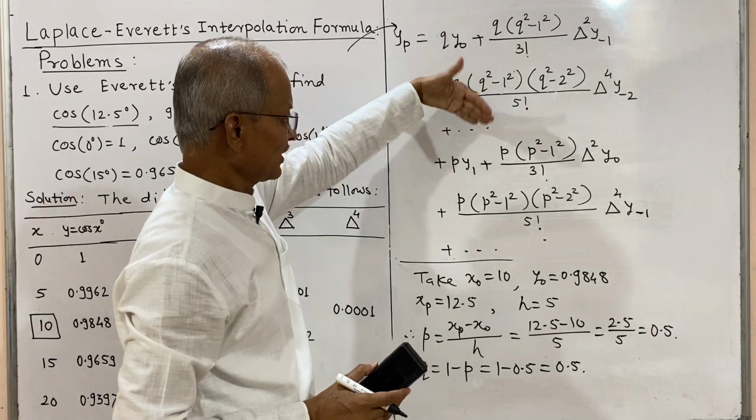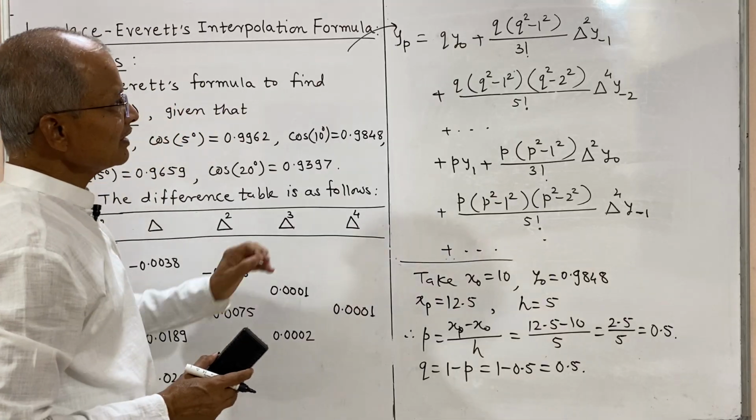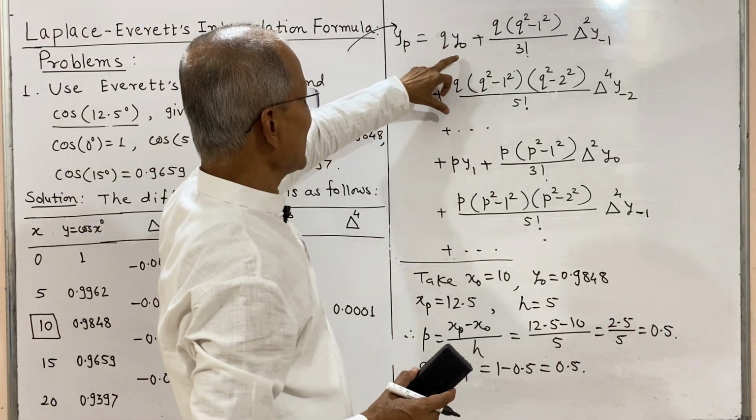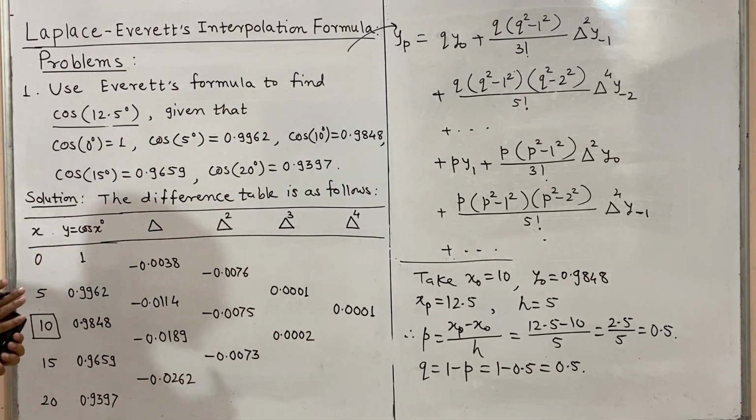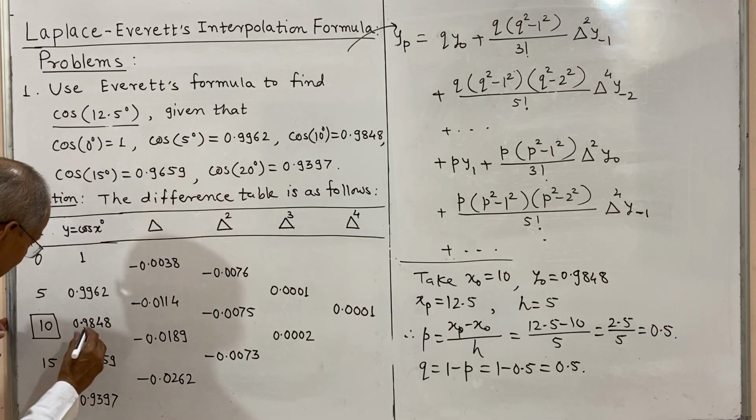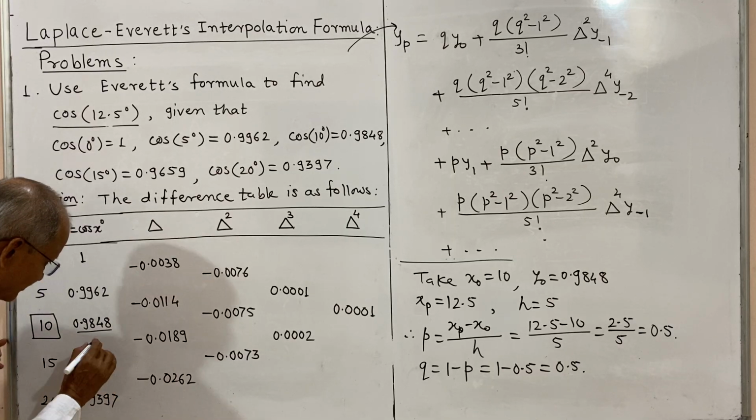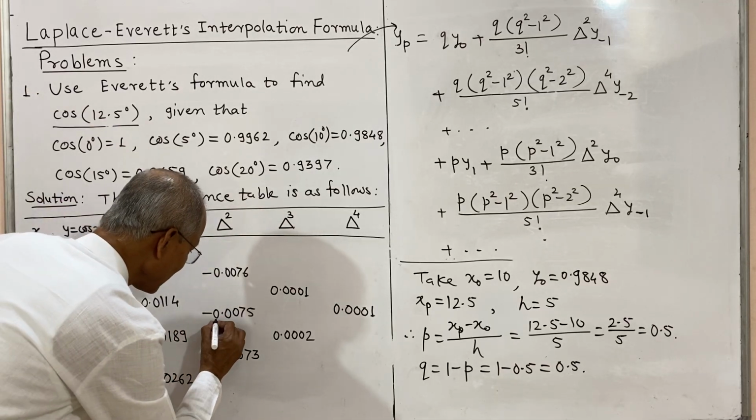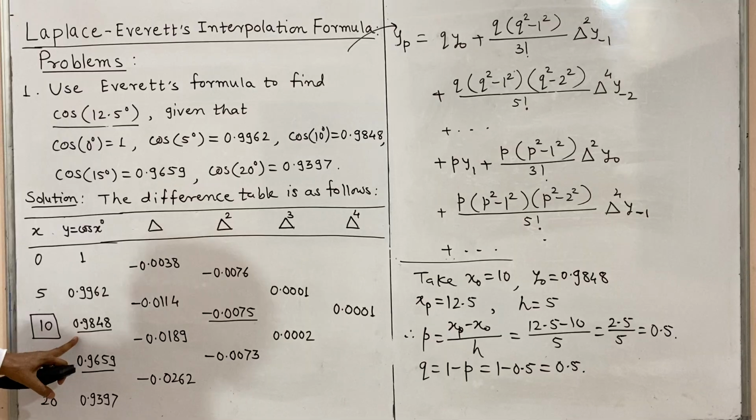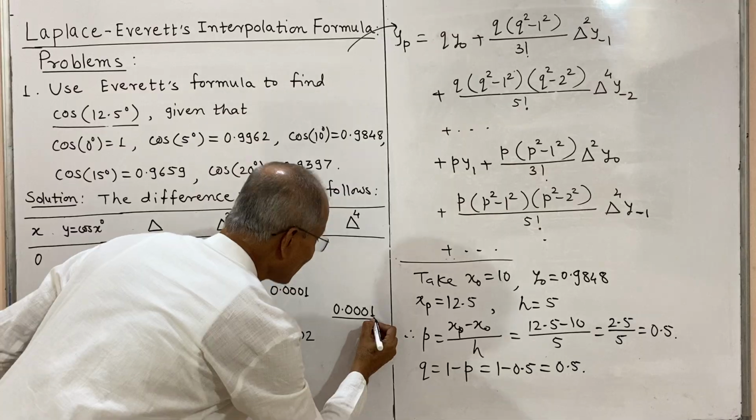of q can be obtained accordingly, and the value of p is again 0.5. And what are the remaining differences or values of y naught, y1? As we have seen earlier, the differences required are of even order. This is the value of y naught, and this is the value of y1, and in the same line the differences will be taken. This is delta square y minus 1, and this is delta raised to 4 y minus 2.